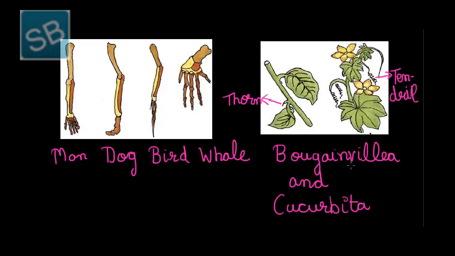Similarly, in plants, bougainvillea and cucurbita possess similar structures, but in bougainvillea they are called thorns, while in cucurbita they are tendrils. And so, although similar structurally, they perform different functions. The second type of morphological evidence is analogous organs.